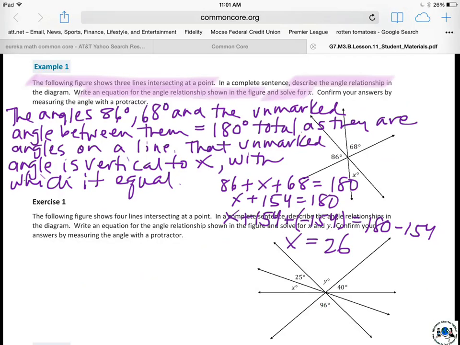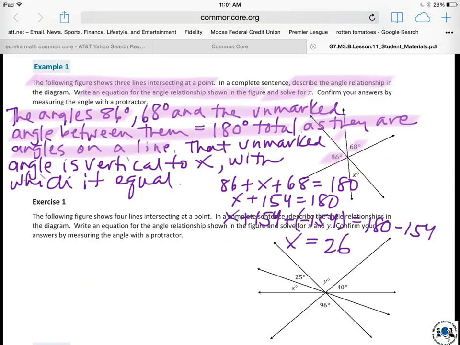Okay, so this is how I wrote it out. It's a little bit long, maybe not confusing, but you tell me. What I know here, I can tell the relationships. I know the angles 86 degrees, 68 degrees, and the unmarked angle are going to equal 180 degrees, as they are angles on a line.